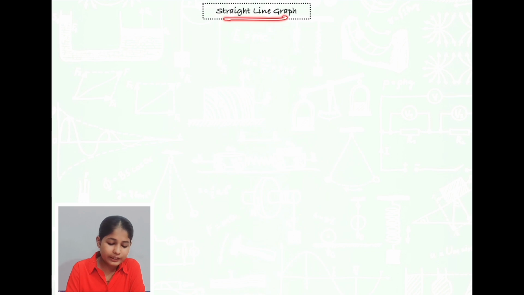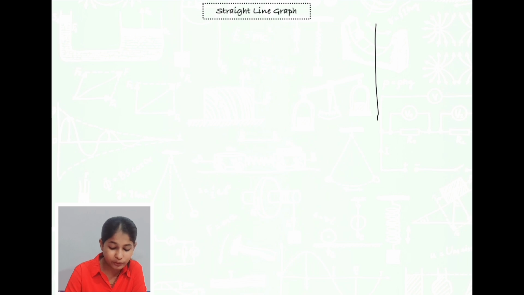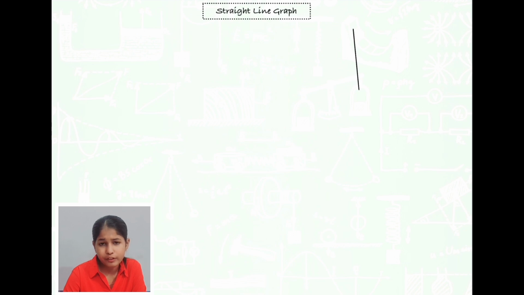First of all, we are going to start with the straight line graph. Before starting, let me draw how a straight line graph looks like. I know you all know about it, but if you have already forgotten it, just remember by seeing it.